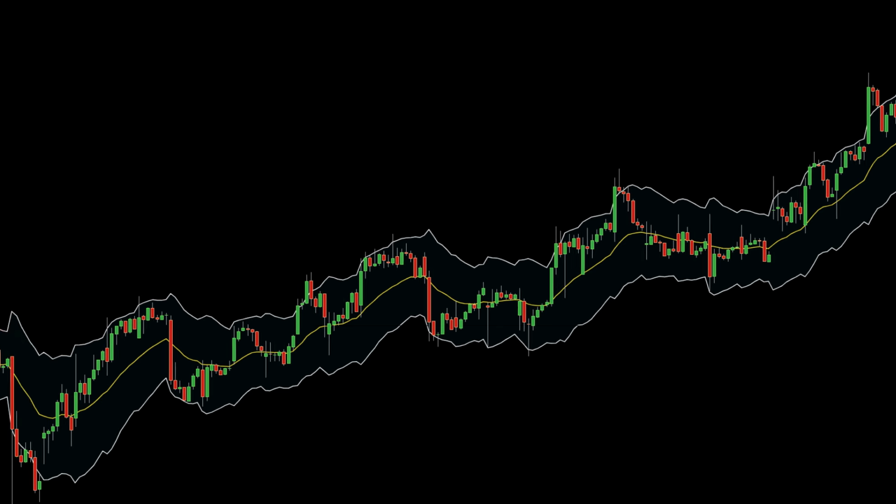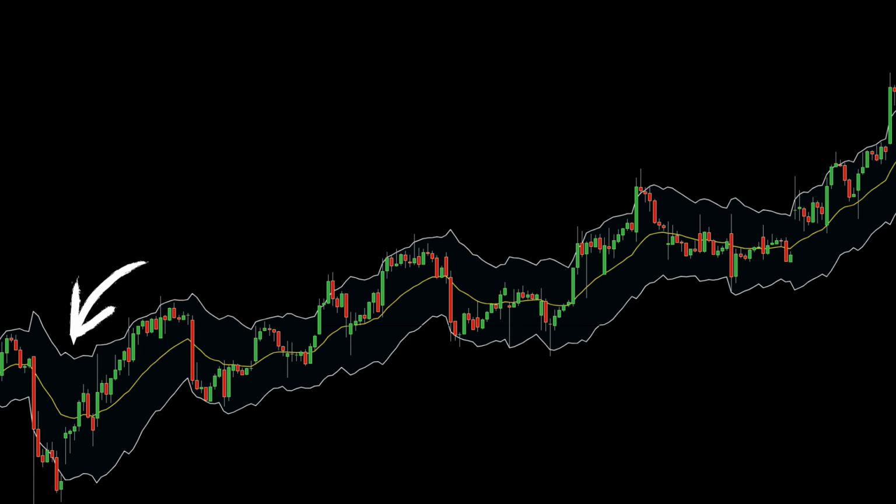So the bands are going to automatically expand when the market gets more volatile and contract when things calm down. When a market gets more volatile, the average true range of price gets bigger. When it calms down, the ATR of price gets smaller. This is why the bands will contract and expand. So why does this matter?